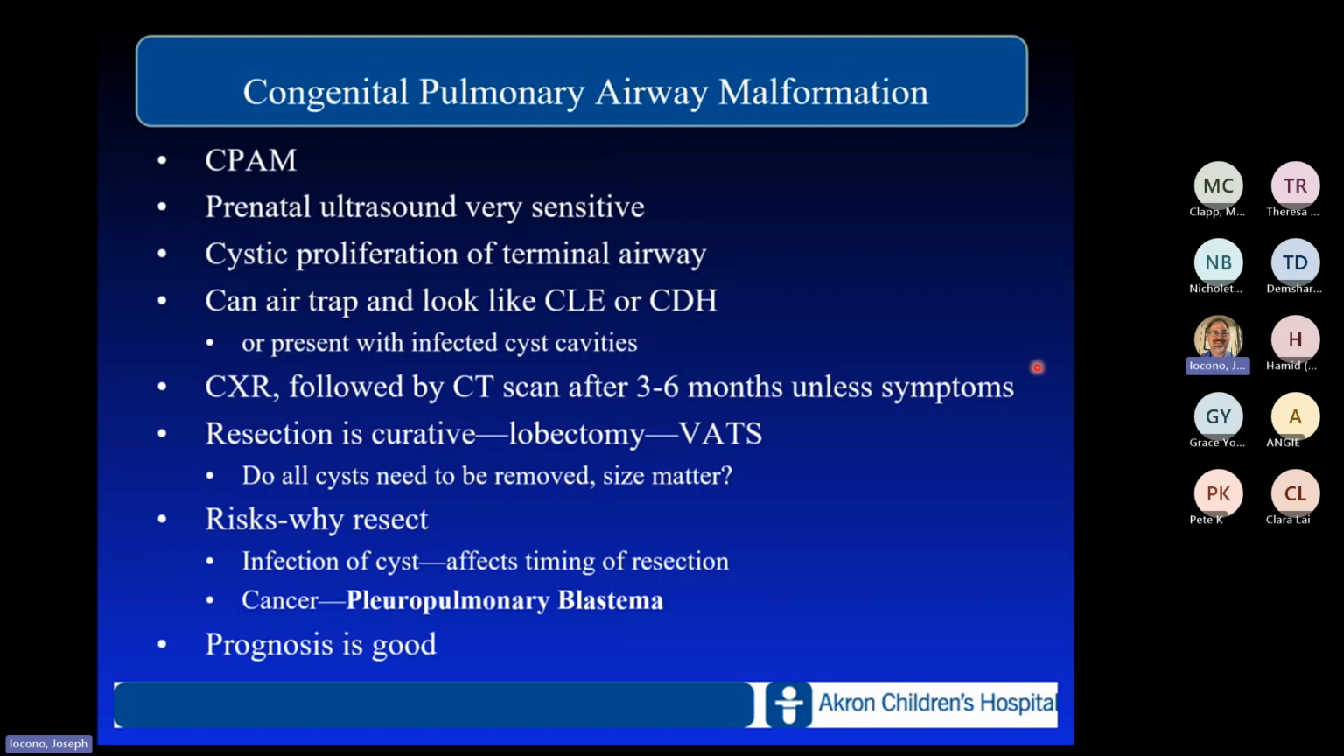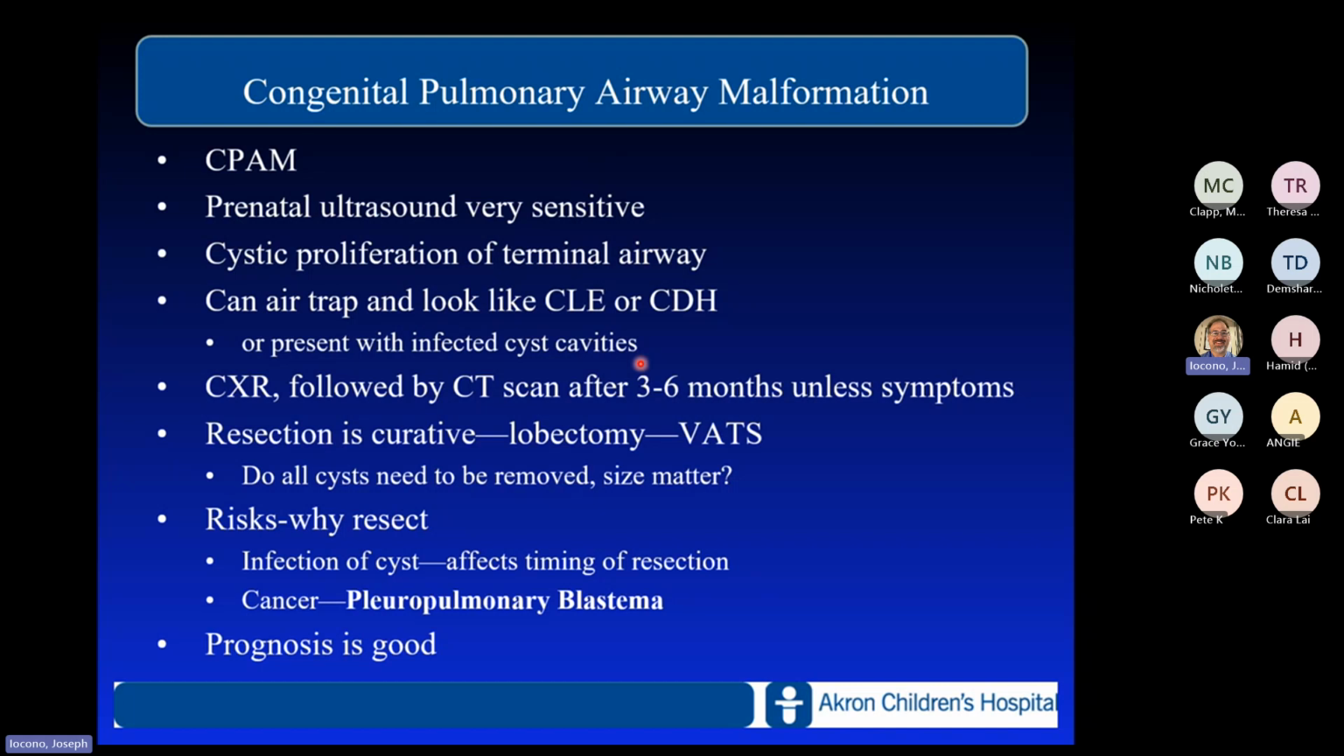These have changed names. They used to be called CCAMs. Now they're congenital pulmonary airway malformations. Prenatal sounds very sensitive. It's a cystic proliferation of the terminal airway. The terminal airways don't terminally differentiate. It can trap lung locally. It can look like CLE or even CDH, like by that picture. But usually you know this beforehand, and they usually don't have to do anything to them in the newborn period. You can let them grow. The treatment is a lobectomy.